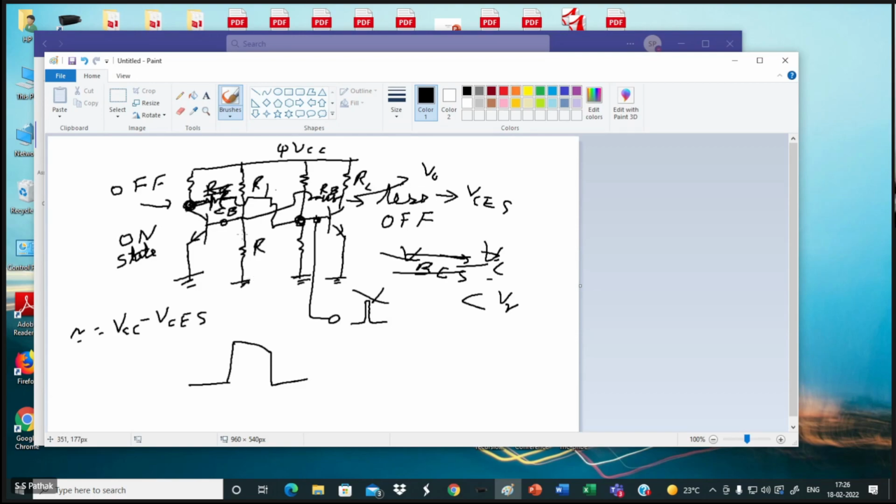So it has come like that. When the next pulse comes here, again it goes like that. It falls like this. How to make it flat? That we will talk about in the design parameters.